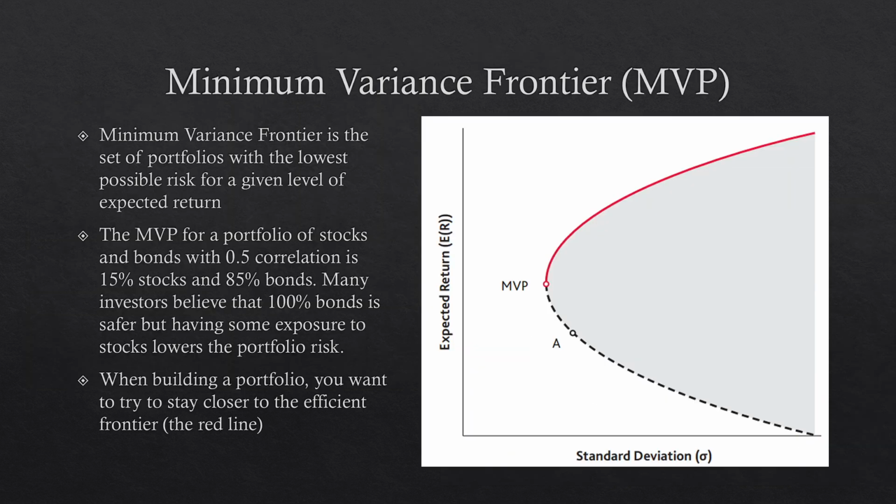So the minimum variance frontier is a set of portfolios with the lowest possible risk for a given level of expected return. On the graph, you can see it's the upper end, because that's where the expected return is higher for that level of risk. The MVP for a portfolio of stocks and bonds with 0.5 correlation is 15% stocks and 85% bonds. Many investors believe that 100% bonds is safer, but having some exposure to stocks does lower the overall portfolio risk just because of that correlation. So in building a portfolio, you want to try to stay closer to the efficient frontier, which is the red line.